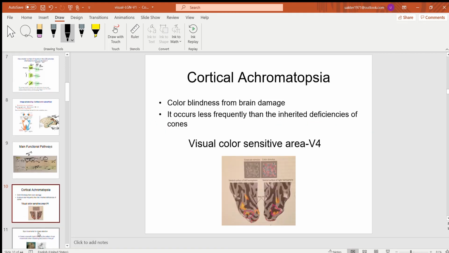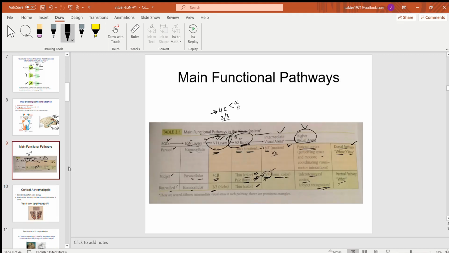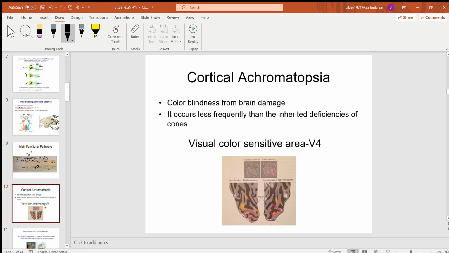Now you already know that the V4 neurons are sensitive to color. We know that loss of the color sensitive cones in the retina causes color blindness or color deficiency. That is very common, more common than the loss of the neurons in V4.